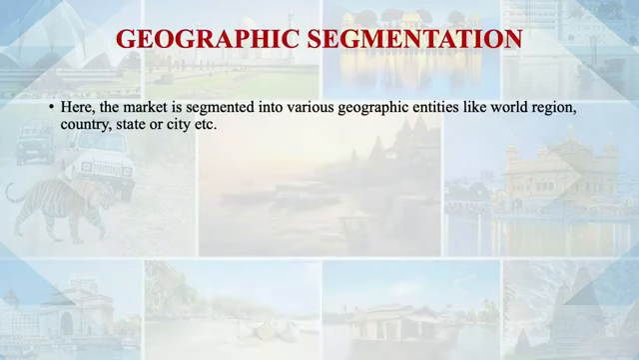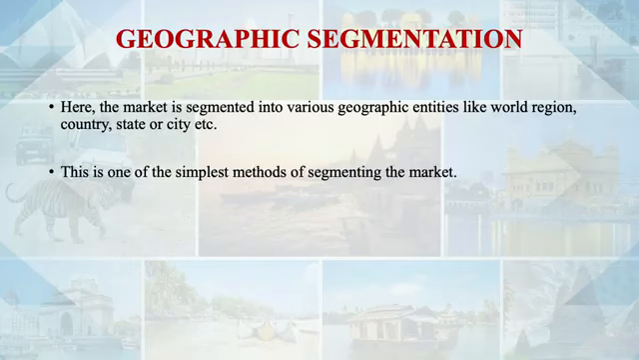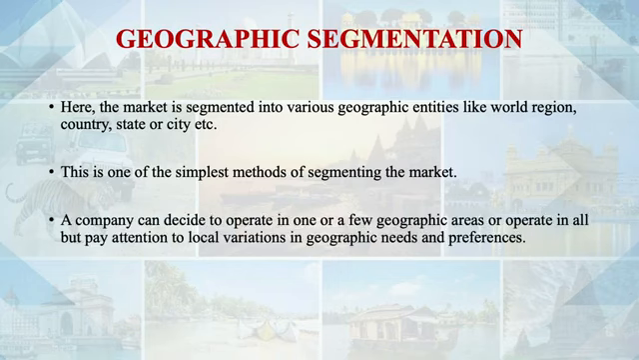Well, the first major base of segmentation is geographic segmentation. Here, the market is segmented into various geographic entities like world regions, country, state, city, towns, etc. So this is one of the simplest methods of segmenting the market. A company can decide to operate in one or a few geographical areas, or operate in all, but pay attention to local variations in geographic needs and preferences.